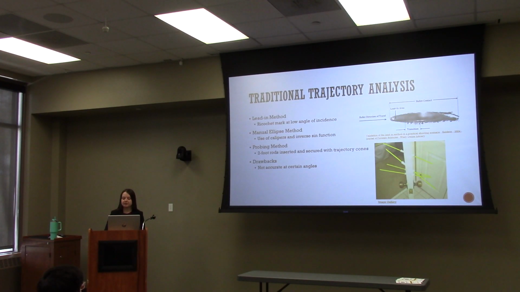The final method is the probing method. This is what most people think of when they think of bullet trajectory analysis. This is where 2-foot metal or fiberglass rods are inserted into the bullet's impact and secured with trajectory cones. Through a combination of elevation (vertical) and azimuth (horizontal) angles, the bullet's impact angles can be determined. This helps determine the approximate location and position of the shooter.